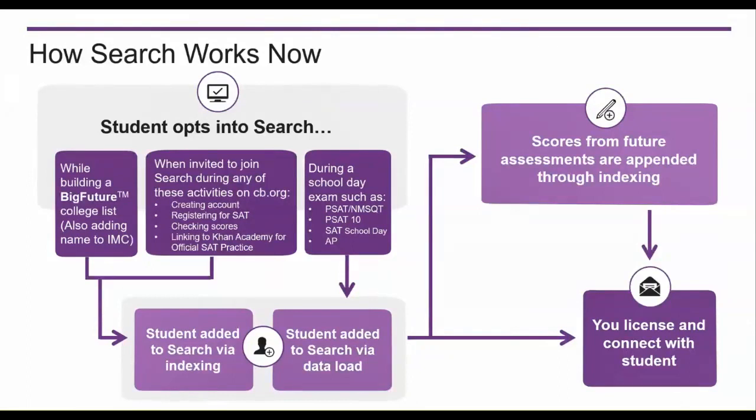Regardless of how a student opts in, the student is added to the search database. From the top left, look to the bottom left on this flow chart. In the case of online opt-in channels, students are added through a weekly process we call indexing. We add students to search now whether or not they have a prior assessment. When a student opts in for the first time during an exam, they'll be added to search during the data load for that exam. Now, moving along the bottom of the slide to the right, you can then license and connect with those students.